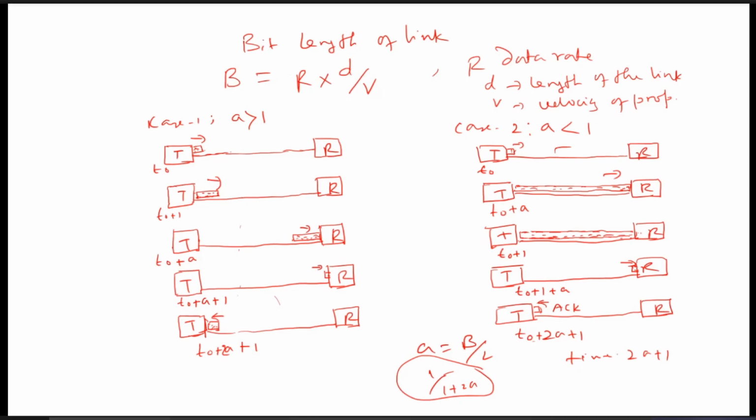To avoid this, we will see a more advanced protocol, sliding window flow control, where several frames can be transmitted simultaneously. But next time we'll see it. If you have any questions regarding this diagram, which is most important for the concept, you can ask.